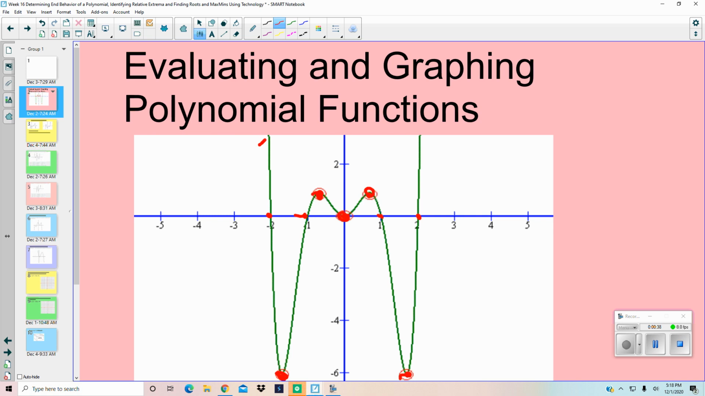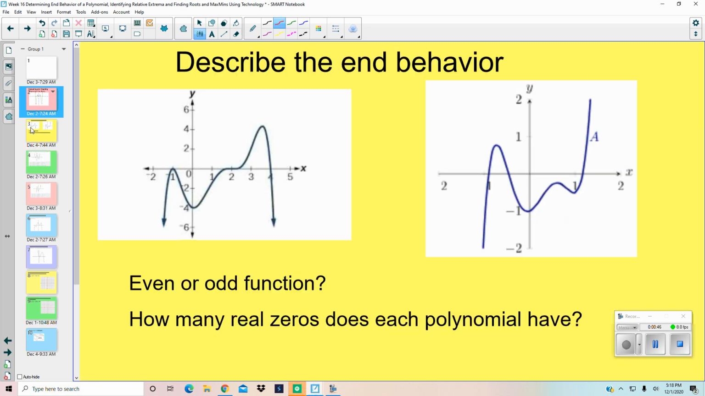and then of course this polynomial would have arrows going on forever. So the end behavior would be all going up to infinity in both directions. So what is end behavior? It's what's happening at the end of the function. So as x is going to infinity, so are these functions even or odd?